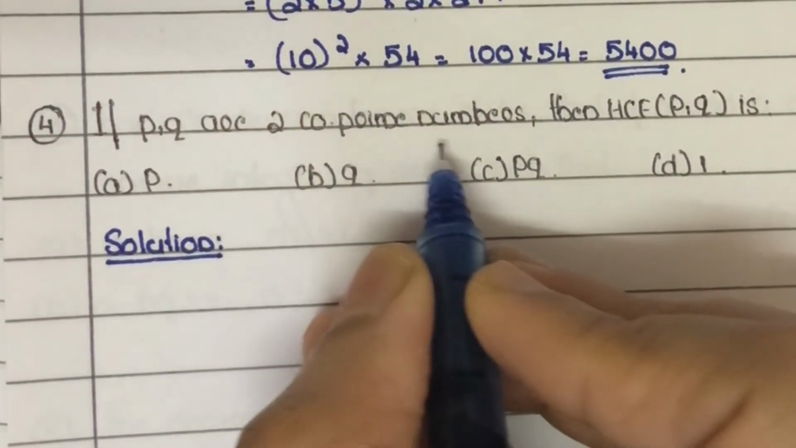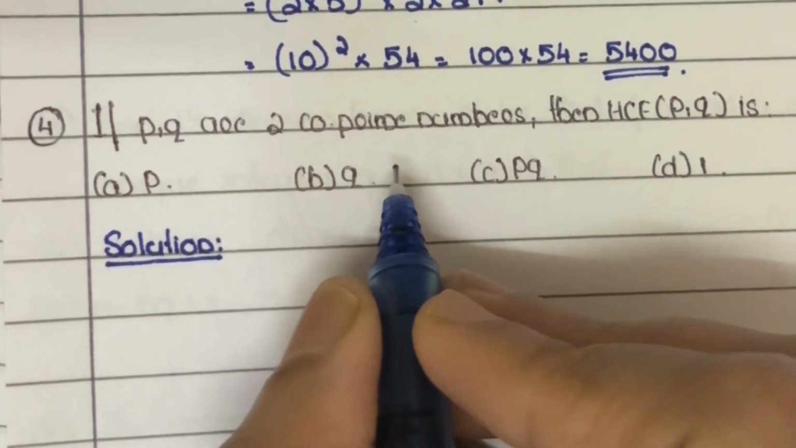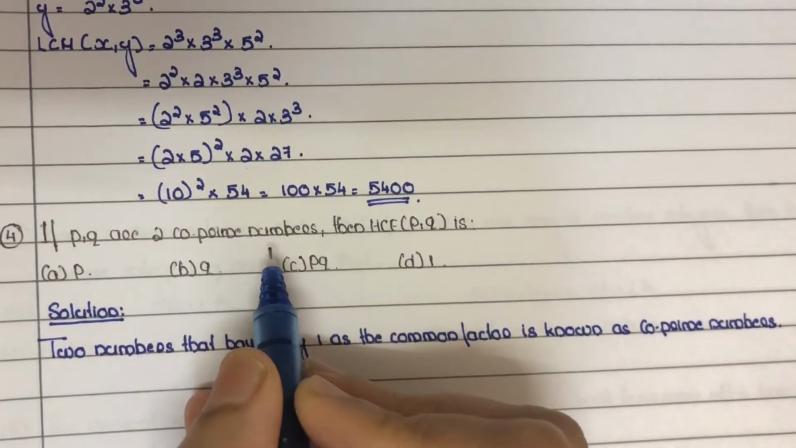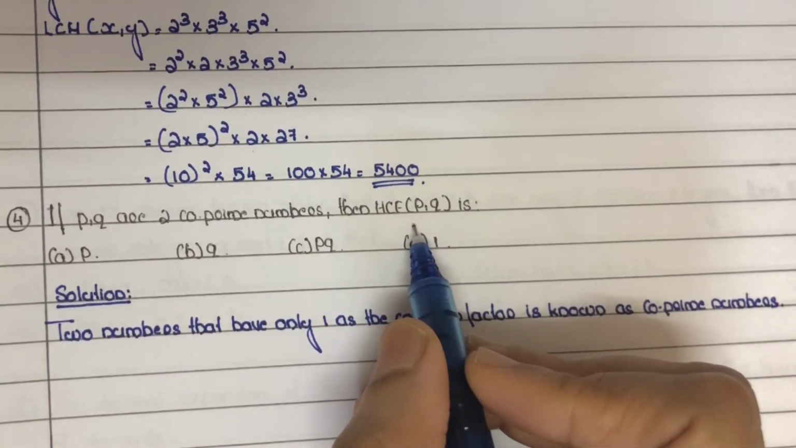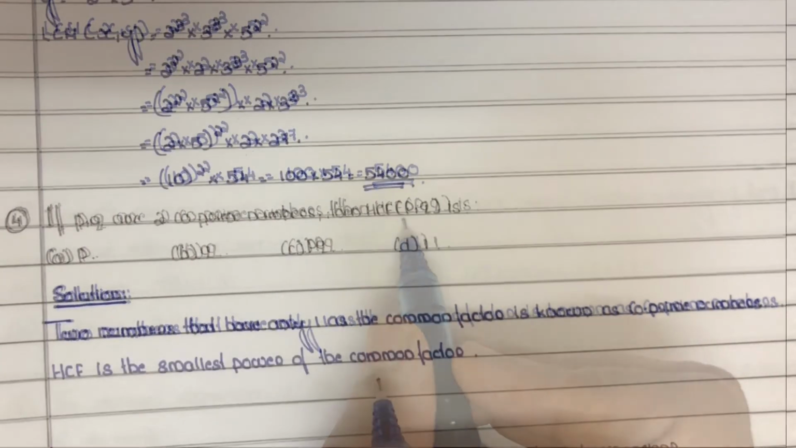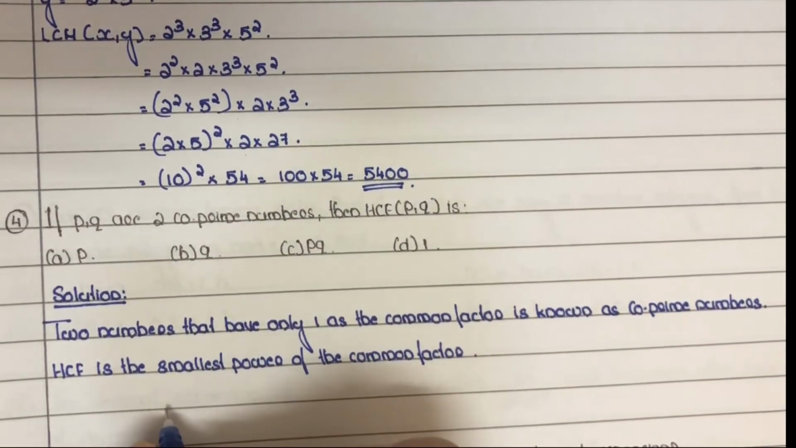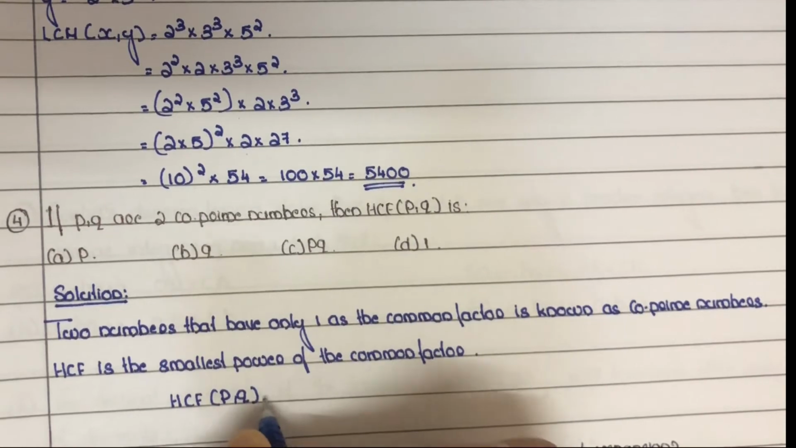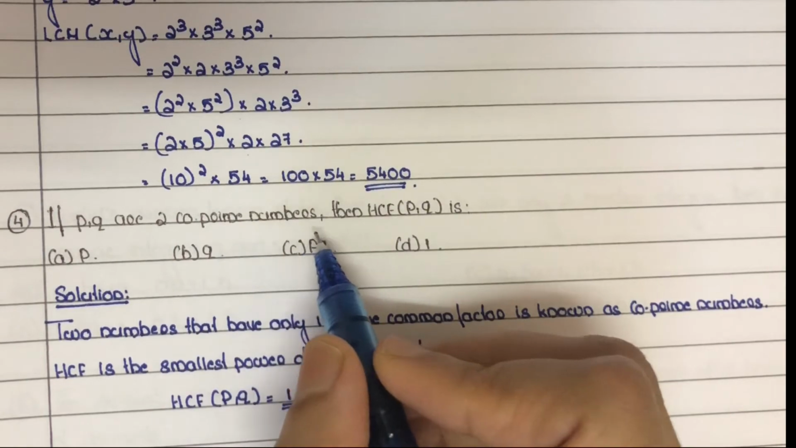What is coprime numbers? Two numbers that have only 1 as the common factor are known as coprime numbers. So if p and q are coprime numbers, it means p and q have only 1 as the common factor, right? Now what is HCF? HCF is the product of the smallest power of the common factors. Now here p and q have only 1 as the common factor. So HCF of p comma q equals 1. That is, the HCF of two coprime numbers is 1.